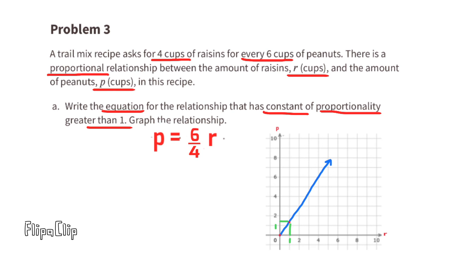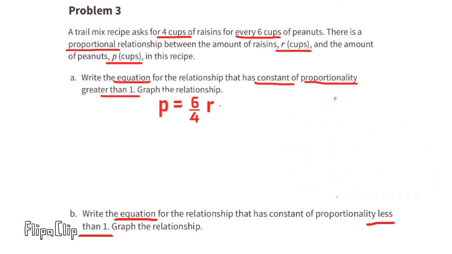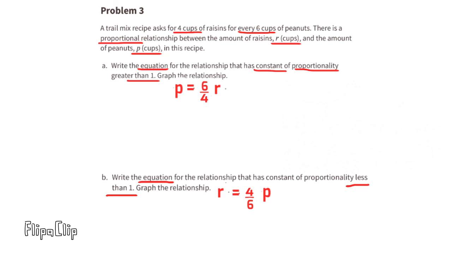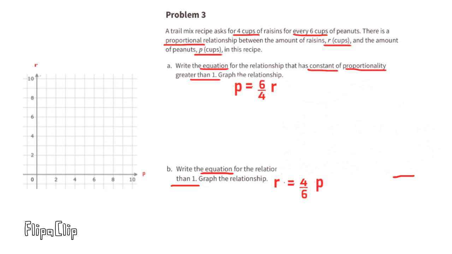In this graph, raisins are the horizontal axis and the peanuts are the vertical axis. For every 4 cups of raisins horizontally, there's 6 cups of peanuts vertically. B. Write the equation for the relationship that has constant of proportionality less than 1. Graph the relationship. The equation R equals 4/6P has a constant of proportionality less than 1, and here's a look at its graph. The horizontal axis represents the peanuts, and the vertical axis represents the raisins. For every 6 cups of peanuts, there's 4 cups of raisins.